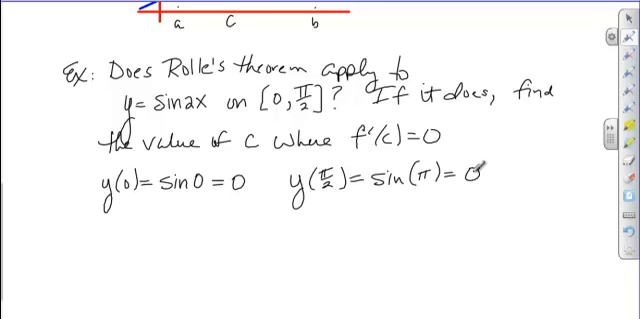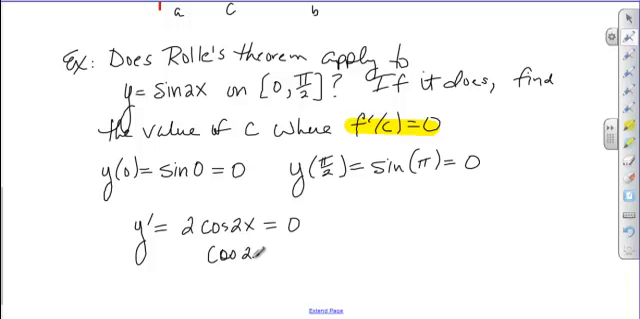So we know that there will be some value of c where that statement is true, and that value of c will be somewhere in between 0 and pi over 2. So to find that value, we find the equation for the derivative. So that would be y prime, because this function is set in terms of y. Using the chain rule, we'll end up with 2 times the cosine of 2x, and we set that equal to 0.